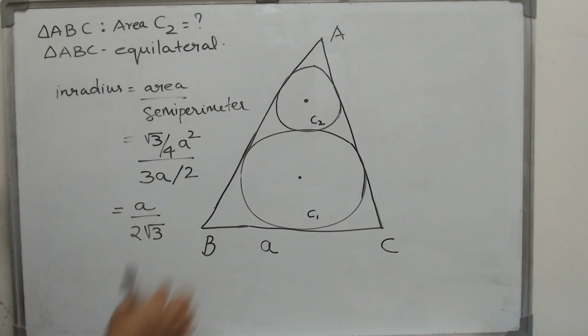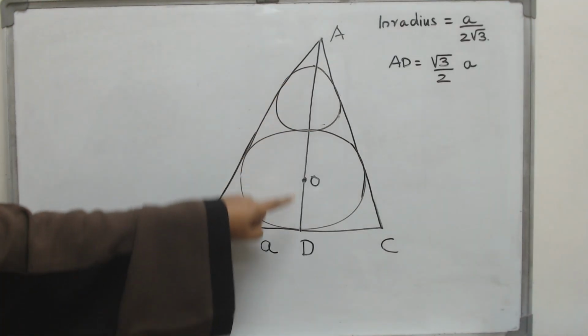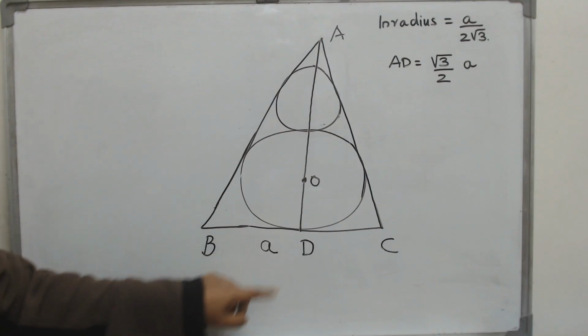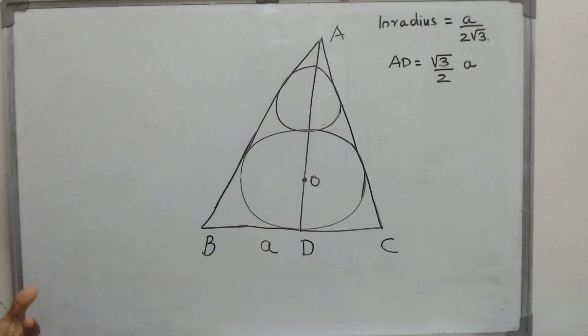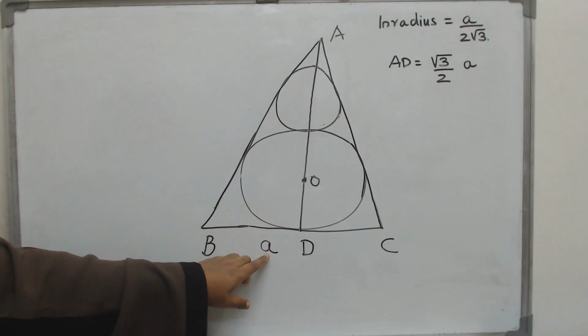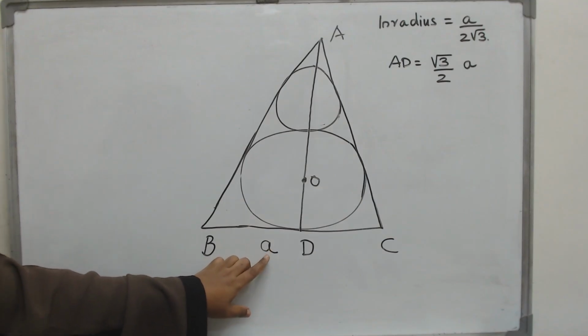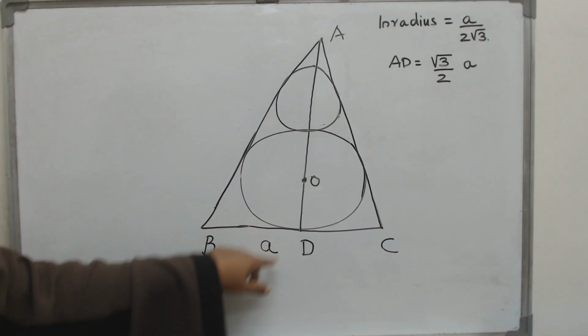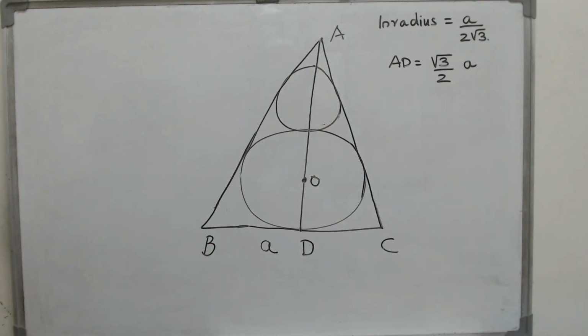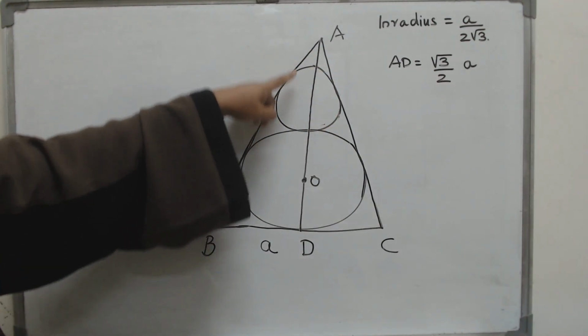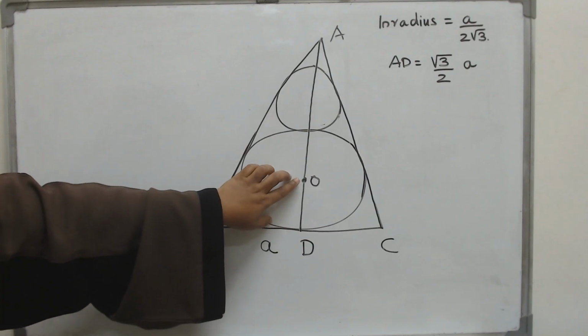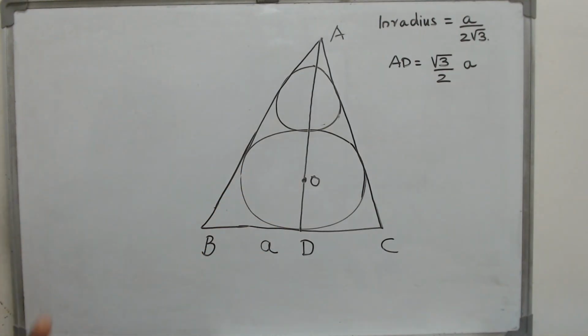Now let us construct the altitude for this triangle. So now I have constructed the altitude AD for the triangle ABC. It is an equilateral triangle with sides of measure a, which means the altitude is going to be what? It is going to be root 3 by 2 a. Now you can see the way I have drawn it, the center lies on the altitude. The incenter lies on the altitude. Is that correct? Is that possible?